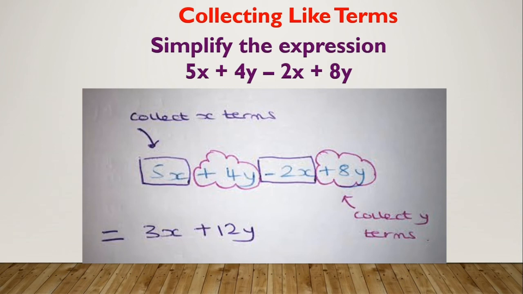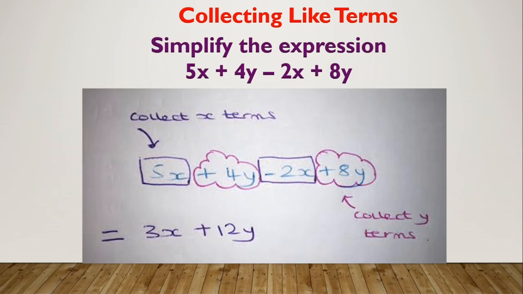So we add the x terms together first. We collect the x terms first. So that becomes 5x minus 2x. So you have to be careful. The 2x in front of it is not a plus sign, it's a minus sign. So you've got 5 lots of x's, and then you're going to subtract 2 lots of x's. How many lots of x's have you got now? You've got 3 lots of x's. And then you've got 4y plus 8y, and that becomes 12y.